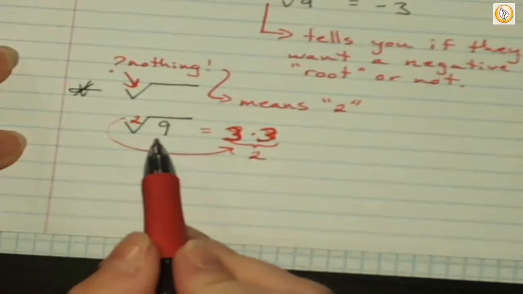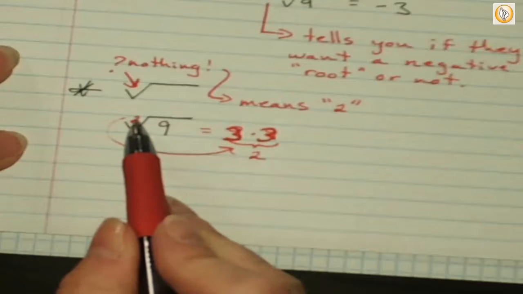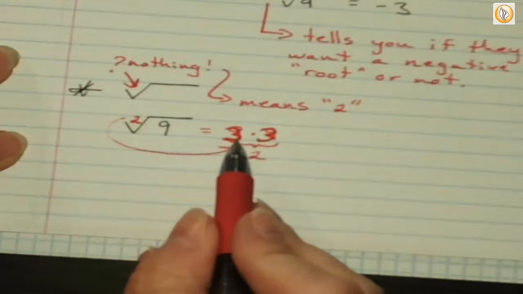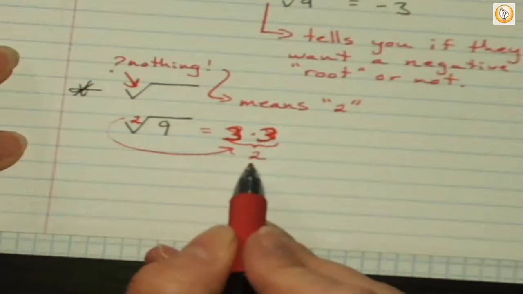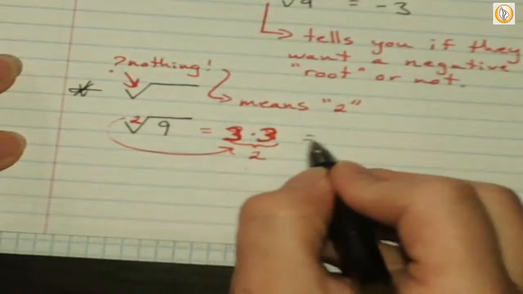Okay, so whenever there's nothing there, we assume there's a 2. Square root of 2 means the number times itself 2 times, which gives you 3.